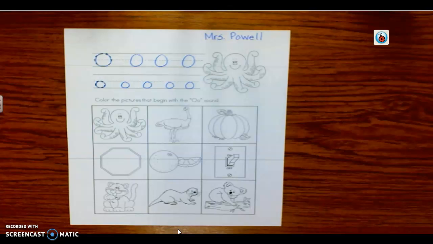We're only going to color the ones that begin with the O, so you're going to color the octopus, ostrich, octagon, orange, on, and otter.